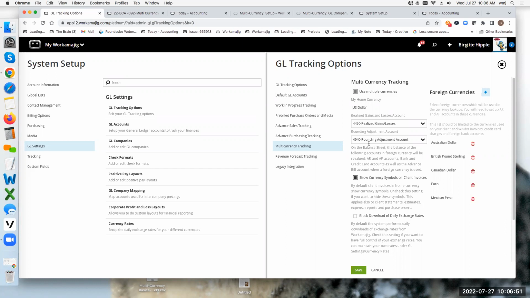You will need to set up some additional GL accounts in order to do this. We have our realized gains and losses account, and we have a rounding adjustment account. Now, whether you make those the same accounts or you want them to be separate, of course, that's going to be up to you. For a lot of my clients, because they were already using multi-currency before, they had those specific accounts, and so it was an easy setup in their GL accounts.